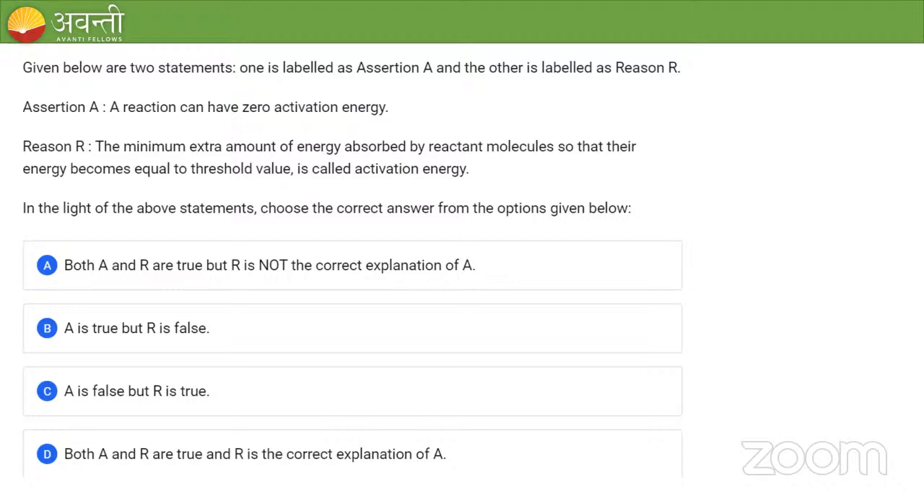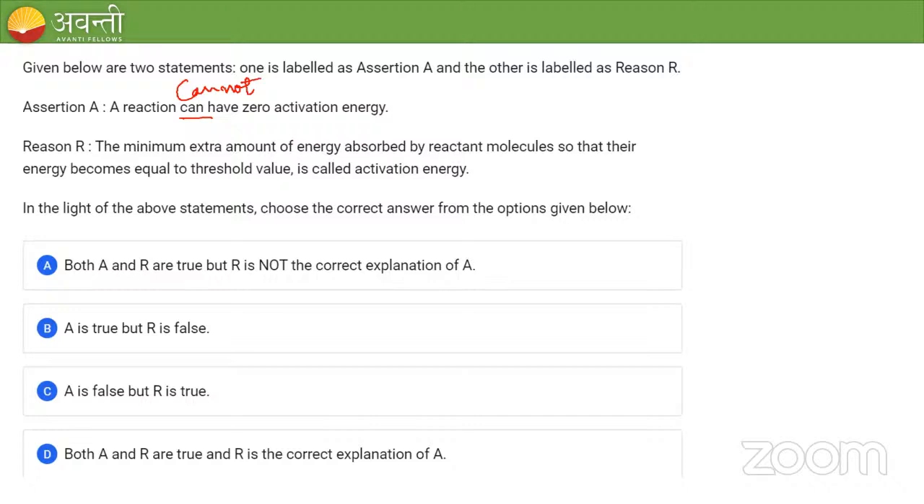No. Very good. So a reaction cannot have zero activation energy. At least some amount of energy is required to activate the reactant, then only the reaction will happen, right? Then only the reactant can be converted into the product. So assertion is false.